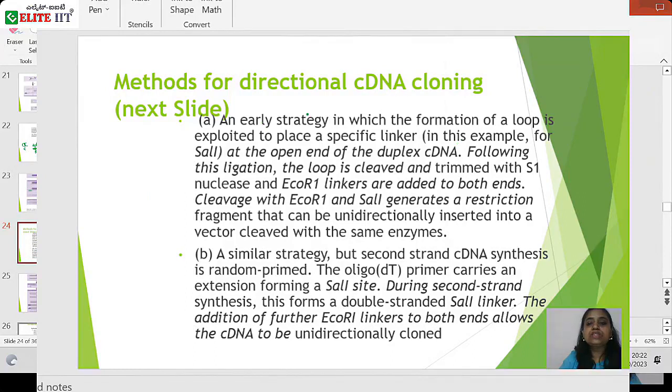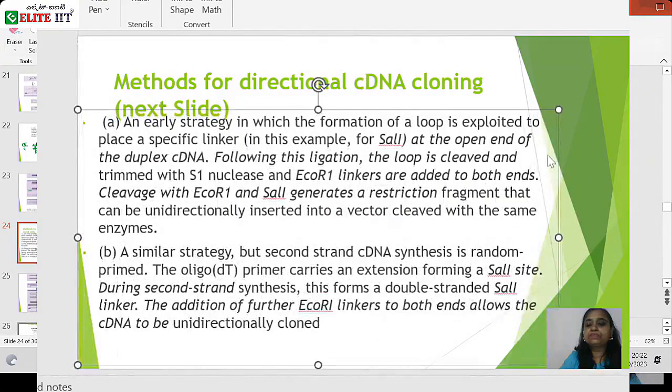Now, methods for directional cDNA cloning. Just a minute, I have to make it slightly different so that you can observe it.